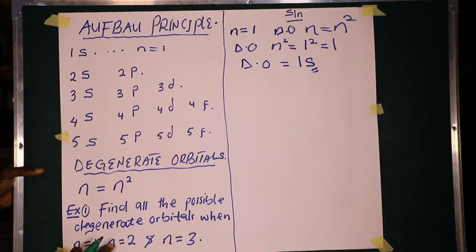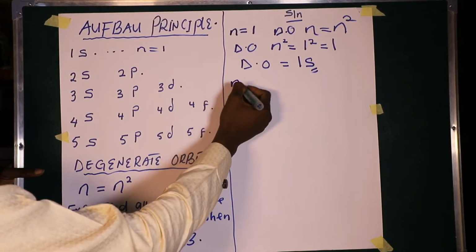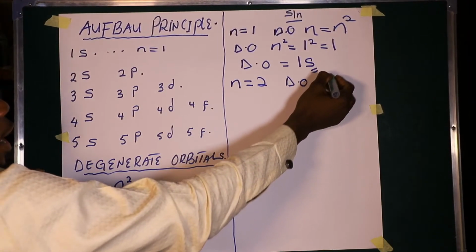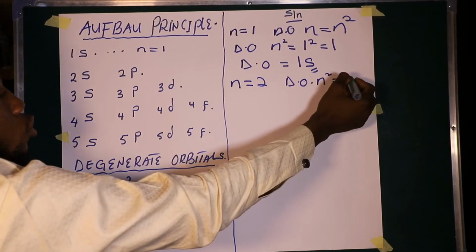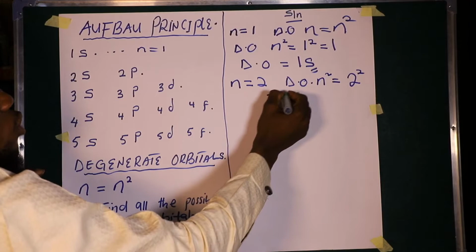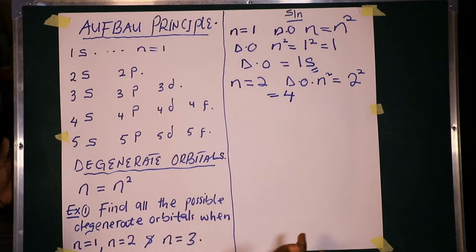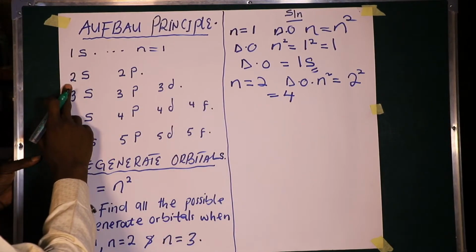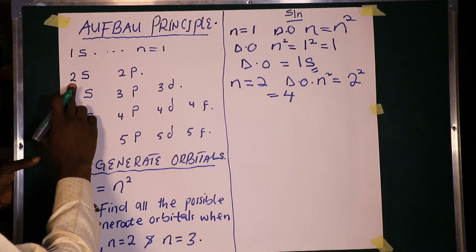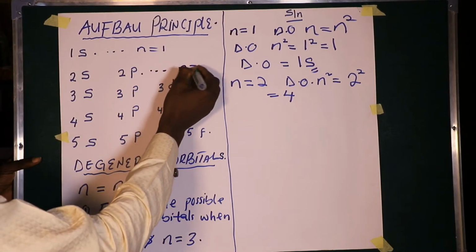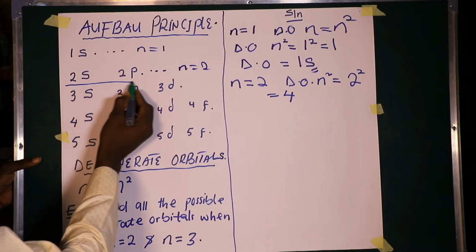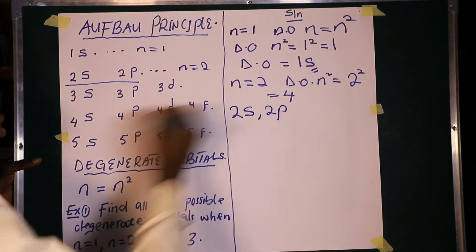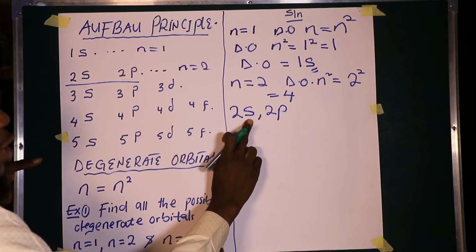So now let's look where n is equal to 2. That means n is equal to 2 in the Aufbau principle diagram. In degenerate orbitals, the number is n squared. That means we are going to have 2 squared, which gives us 4. That means we are going to generate 4 orbitals when we carry all the possible orbitals where n is equal to 2 in the Aufbau principle. This is the energy level where n is equal to 2. So we carry all the possible orbitals on the Aufbau principle, 2s and 2p. So we are now to generate the remaining orbitals.